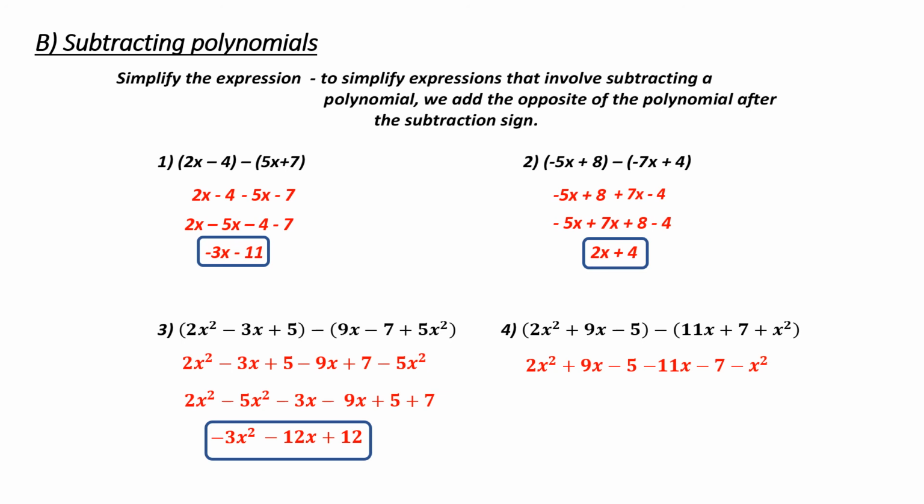At this point, I've gotten rid of my brackets. I can reorganize this, putting my like terms together. 2x squared minus x squared is x squared. 9x minus 11x is minus 2x, and negative 5 minus 7 is negative 12. At this point, none of these are like terms, so that would be my final answer.